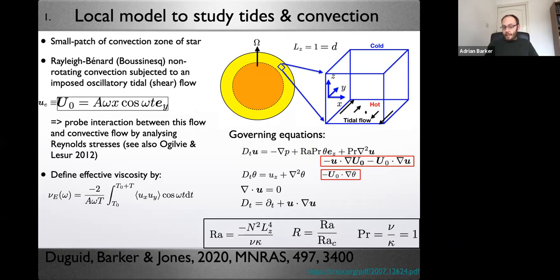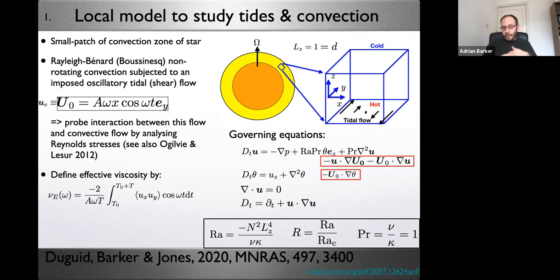And what he did is study Rayleigh-Bénard convection, which is convection between two parallel plates, a hot plate at the bottom and a cold plate at the top. It is just an idealized model of convection to study the physics of the interaction between tidal flows and convection. In this model, we model the tidal flow in a local approximation as a flow that's linear in the Cartesian coordinates and is an oscillatory flow.